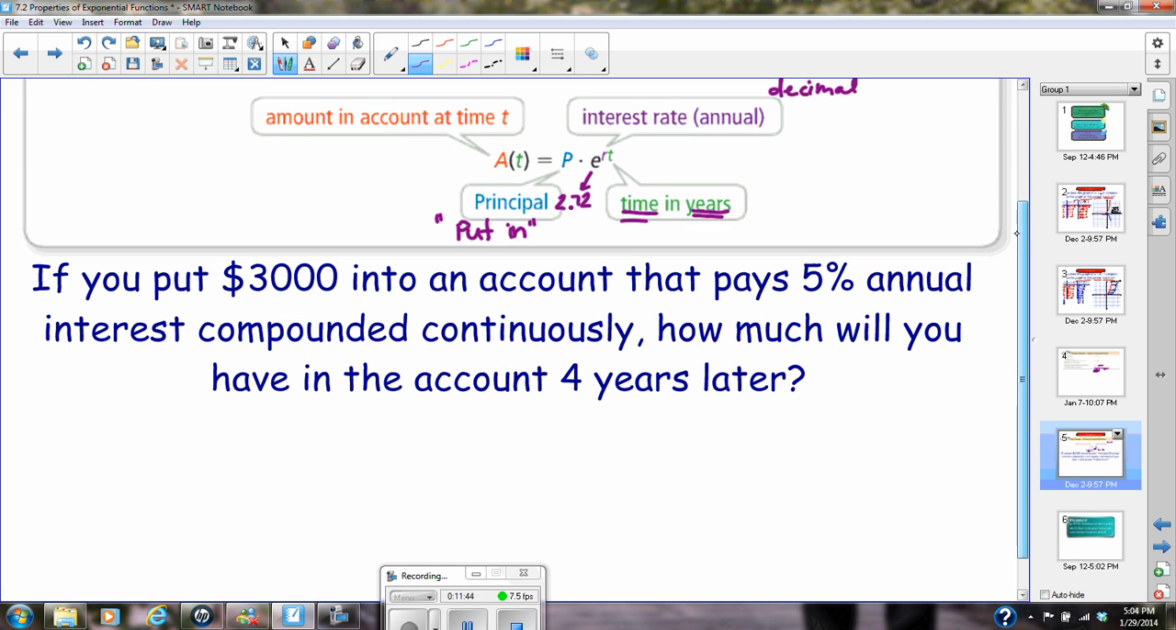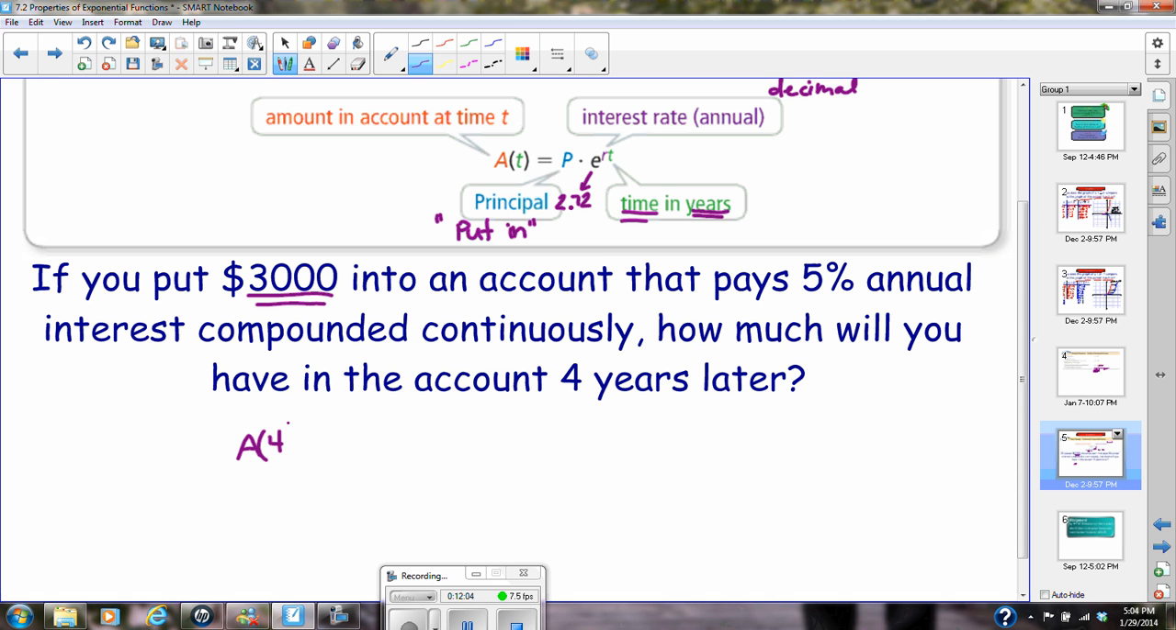So let's give this a try. You put $3,000 into an account that pays 5% annual interest compounded continuously. How much will you have in the account 4 years later? Okay, so we need to identify all of our amounts. $3,000 is what you're initially putting in, or your principal.